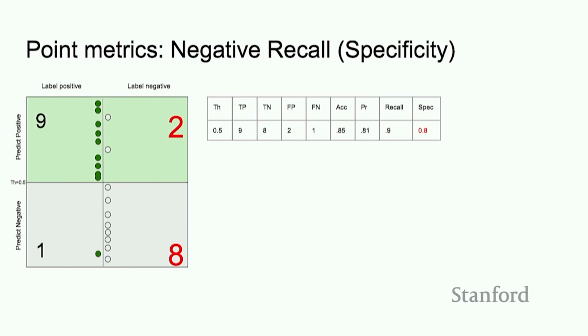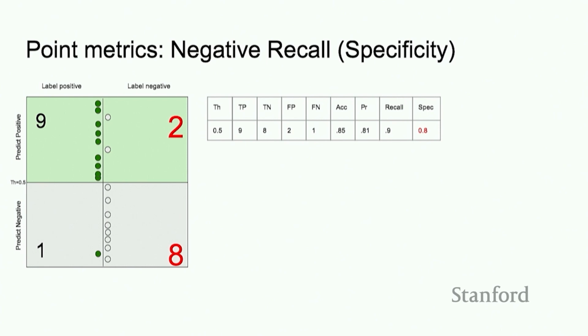Similarly, there's something called negative recall. Negative recall is basically doing the same exercise as recall, but we do it on the right hand side of the confusion matrix. It calculates, of all the examples whose true or actual label was negative, what fraction of that subpopulation did the model correctly classify as negative.